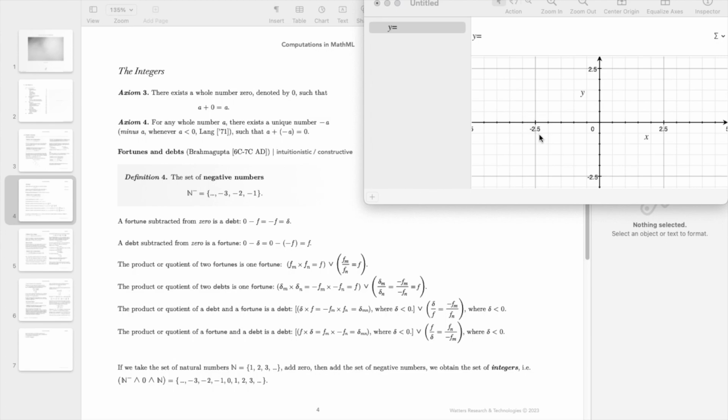Easy enough. Now, inversely, a debt subtracted from zero is a fortune. We've talked about the basic steps to take arithmetically and algebraically to produce a positive number, right? Minus times minus, intuitively, or not intuitively, but academically, we've been taught this as something to accept and simply apply, and that's fine. So let's think about geometrically what that might look like. So a debt subtracted from zero is a fortune.